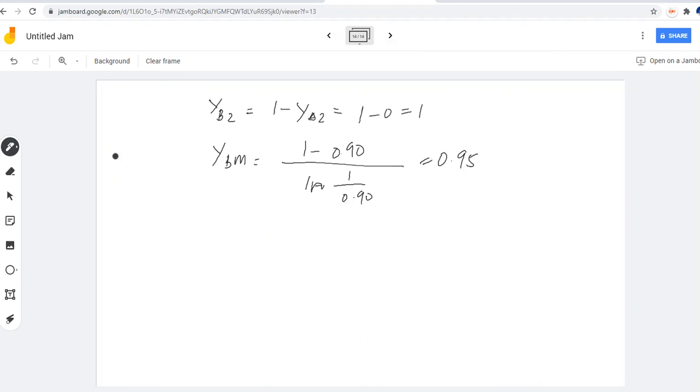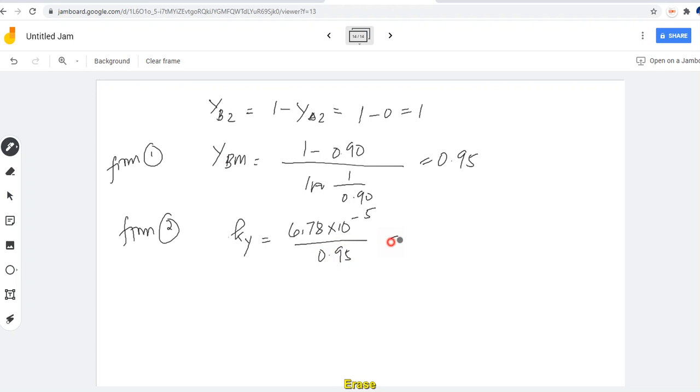So by the way, this is from 1. So from 2, knowing YBM, now we can determine the K sub Y, which is your K sub Y prime, or 6.78 times 10 raised to negative 5, and we divide that by your Y sub BM. This one. So this is divided by 0.95. Your value now for K sub Y will be 7.138 times 10 raised to negative 5.